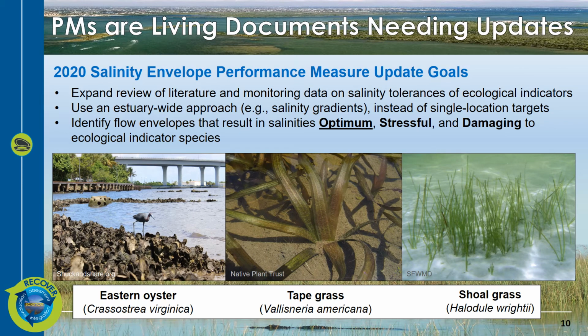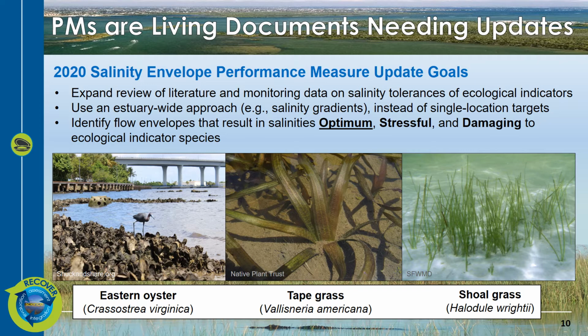Performance measures are living documents, and therefore, with newer and better ecological information or modeling tools, PMs are meant to be updated periodically to reflect the best science available. From 2018 to 2020, we established the following goals for a salinity envelope performance measure update for the northern estuaries. This included an expanded review of the literature and our monitoring data to update salinity tolerances of our ecological indicator species. Use an estuary-wide approach, looking at salinity gradients throughout the entire estuary instead of single location targets.